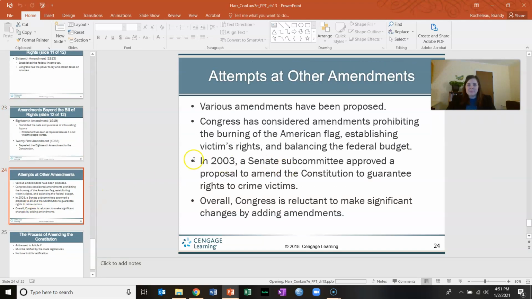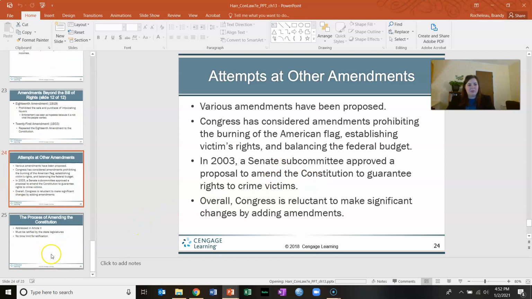There have been other attempts at amendments that have not passed. One has been to prohibit the burning of an American flag. Another amendment has been proposed to give victims rights within the trial process and elsewhere. There's been another amendment to require the federal budget be balanced. Additionally, an important amendment not listed here is the proposed Equal Rights Amendment that's never been enacted, which would require equal pay between the two sexes. Congress, though, is generally pretty reluctant to amend the Constitution.